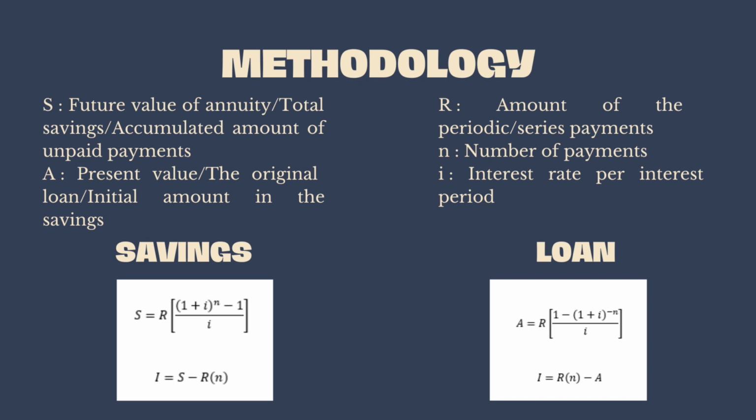We have two formulas for saving and two formulas for loan. In saving, the formula to find future value is S equals R times [(1 plus i) to the power of n minus 1] divided by i. Meanwhile, for loan, to find present value, the formula is A equals R times [1 minus (1 plus i) to the power of negative n] divided by i. Other than that, for saving, the formula to find interest is I equals S minus R times n. For loan, to find interest, I equals R times n minus A.